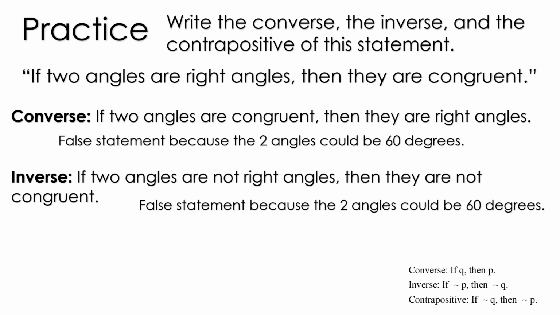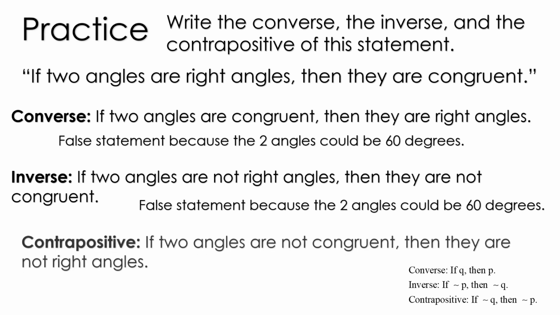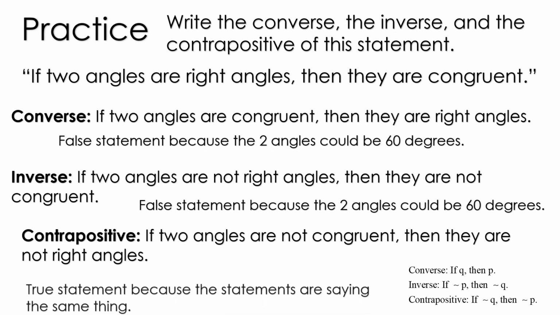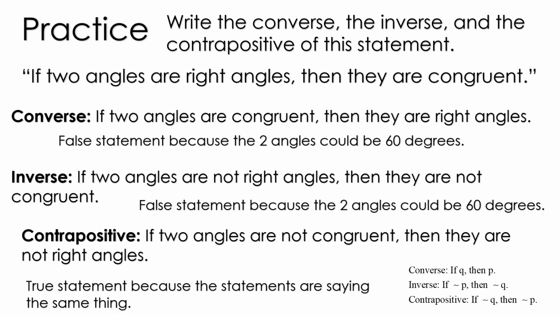Okay, go ahead and write your contrapositive. If not Q, then not P. You can pause if you need to. Okay, here's our answer. Contrapositive. If two angles are not congruent, then they are not right angles. So this is a true statement because they're both saying the same thing.